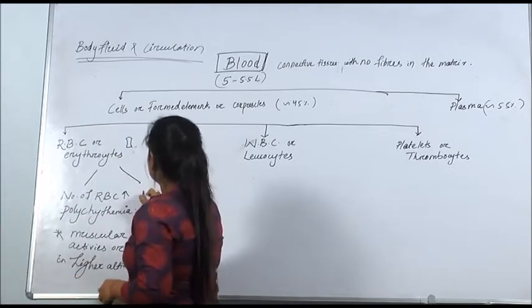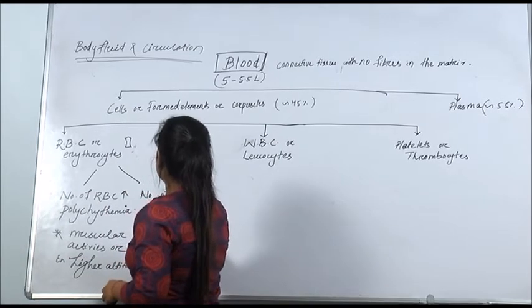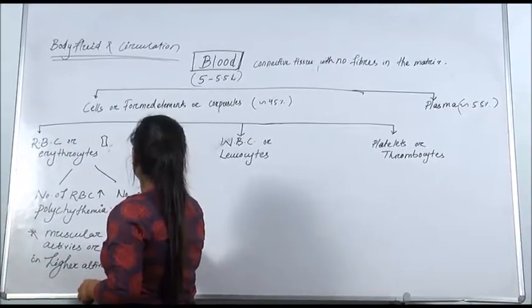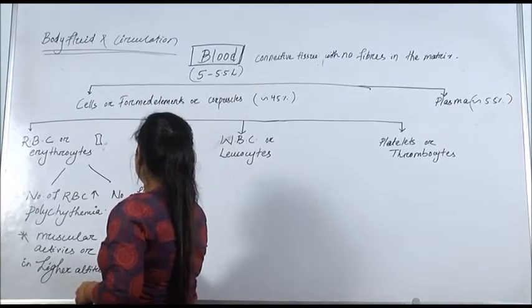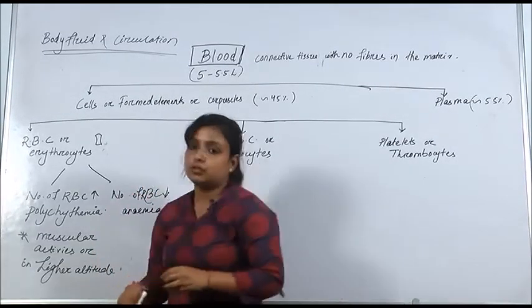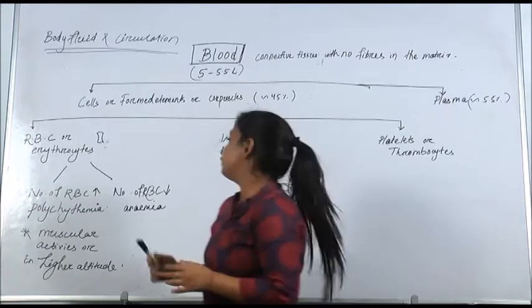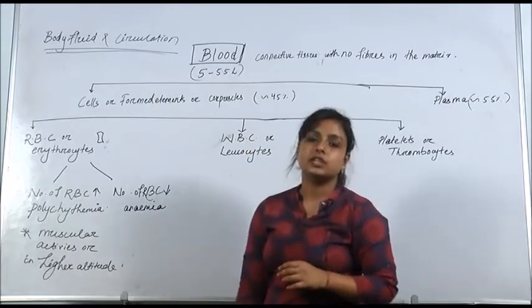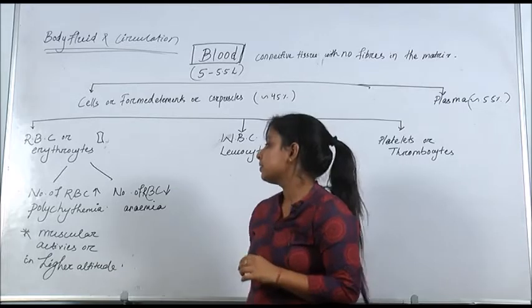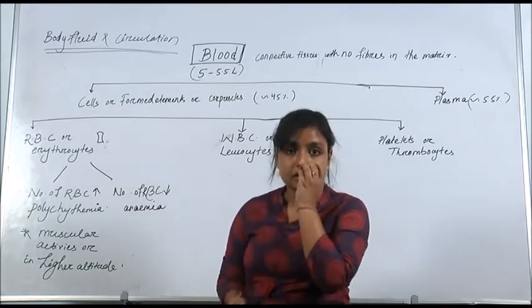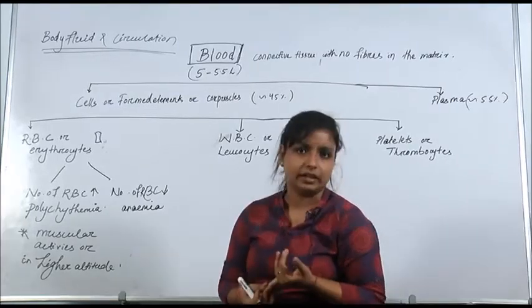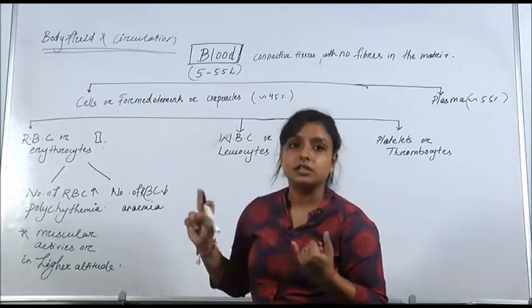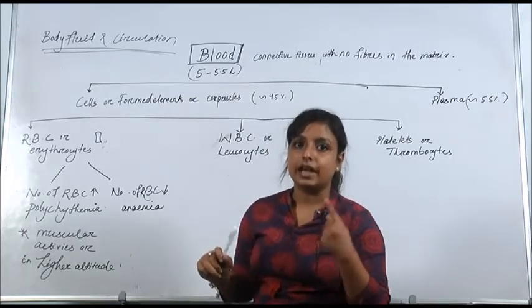However, the second condition, when the number of RBCs is reduced, is known as anemia. So when anemia takes place because of any disease condition, that may be hereditary, may not be hereditary, if the number of RBC is reduced, that is known as anemia.